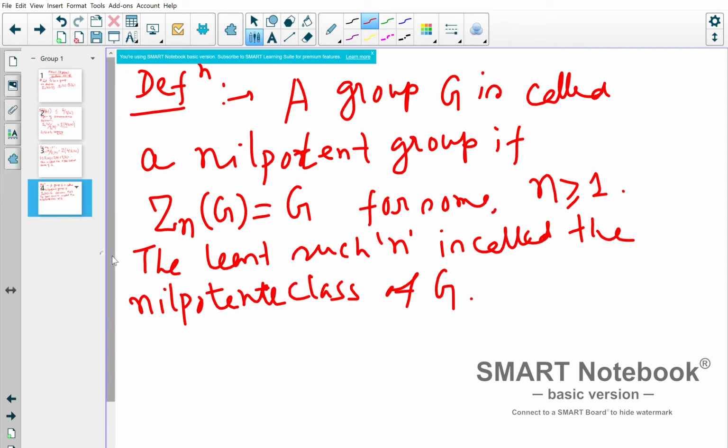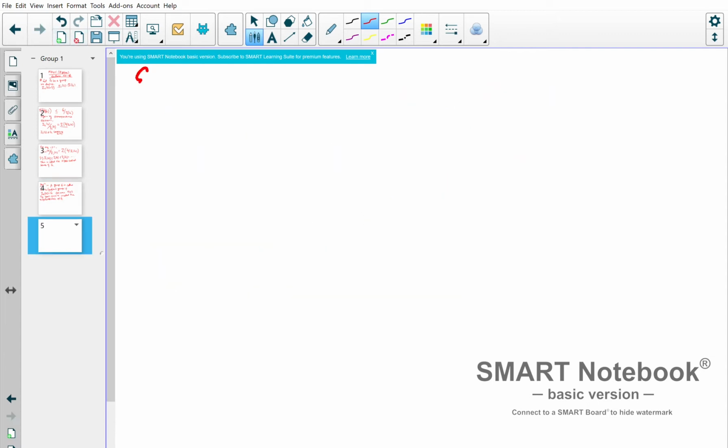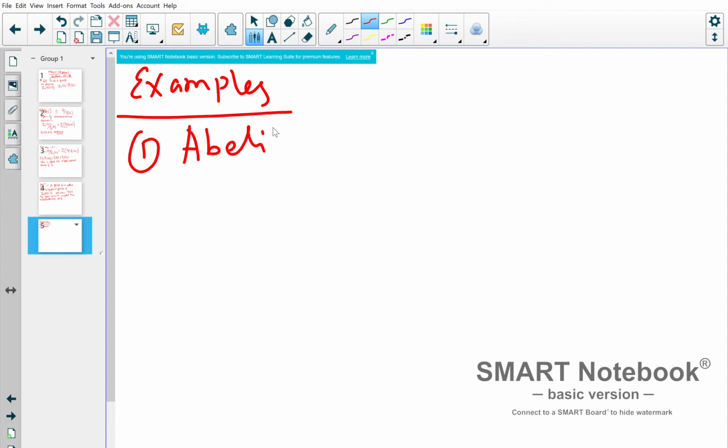So this is a definition. Start with the identity and then go to the center, then the second center, third center, and if this process stops with G itself, then we call it a nilpotent group, right? Now let us give some examples. The most trivial examples are abelian groups. See, abelian groups are always important.